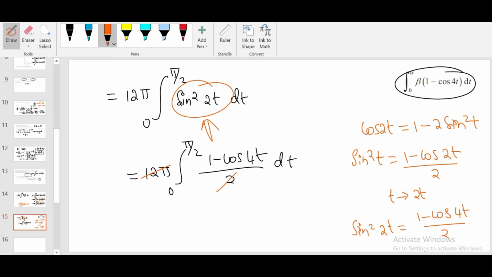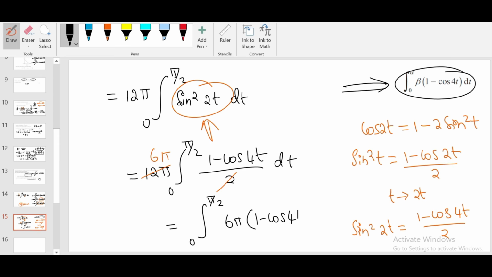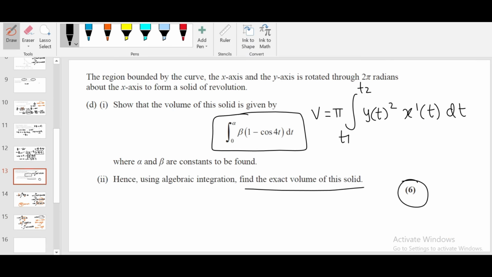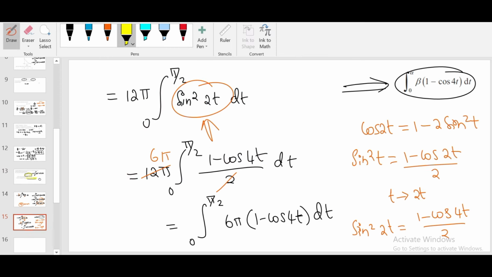Cancel this, you will get 6 pi. So you can write it in this form. It's going to be integral 0 to alpha, it says it's pi over 2, beta times, which is 6 pi, times 1 minus cos 4t dt. That's all. So that's the answer for part i. In part ii, we need to find the exact volume. So we need to integrate it now. We need to integrate this.